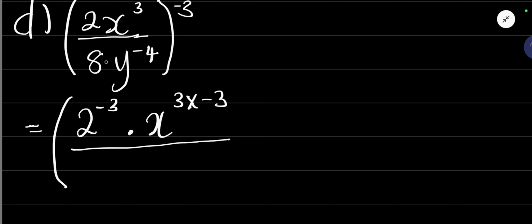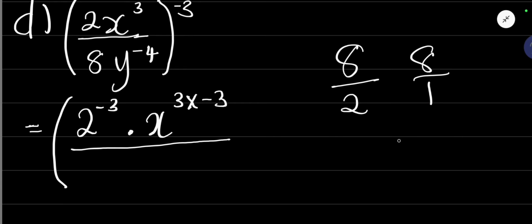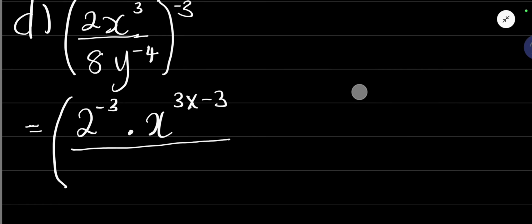Remember, guys, I advised you that whenever you are dealing with bases, make sure that those bases are prime numbers, okay? 8 is not a prime number, guys, because 8 can be divided by 2, can be divided by 1, can be divided by 4, and can also be divided by 8. So it is not only divisible by itself and 1. Okay, so we must change this 8 to a prime number.